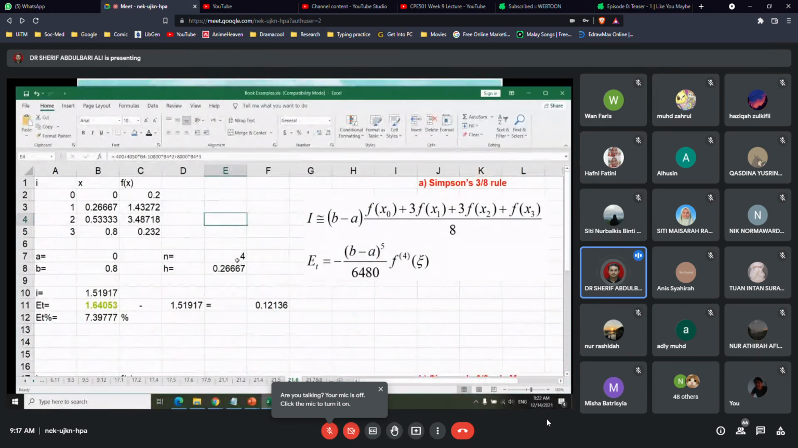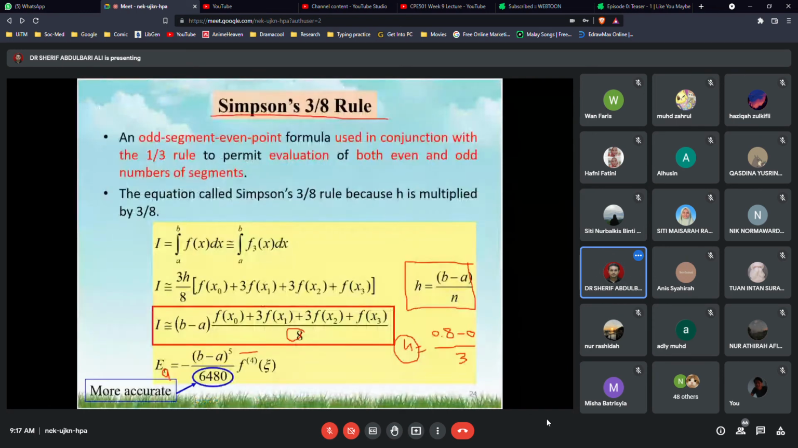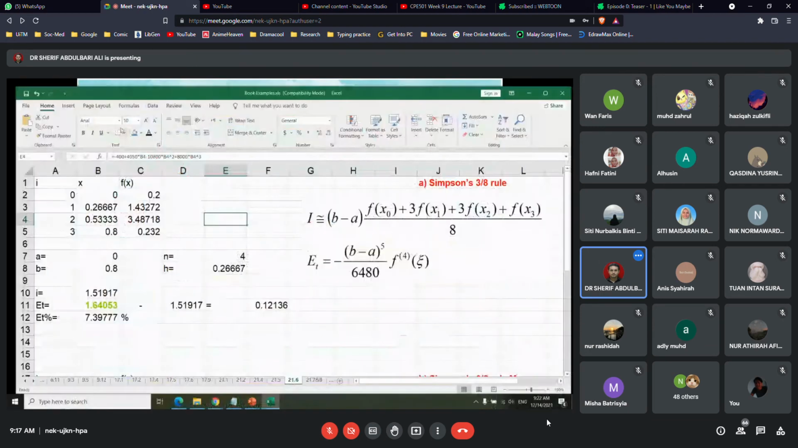Okay, so to find the step size, h, as we show here, b minus a over n. So it's 0.8 minus 0 over the number of segments, which is 3. So you will get the step size. My step size here is 0.26. Okay, so of course my first point is 0.